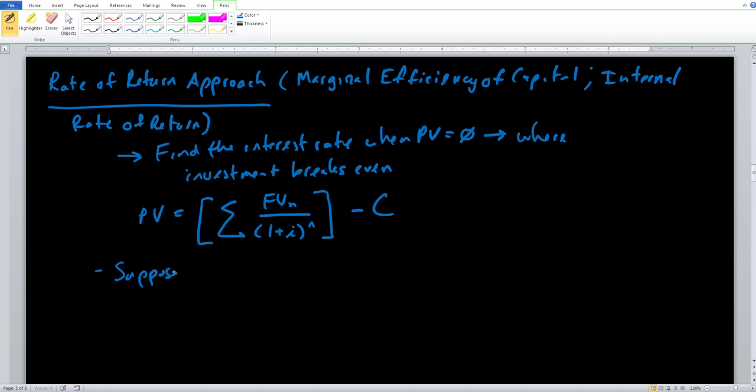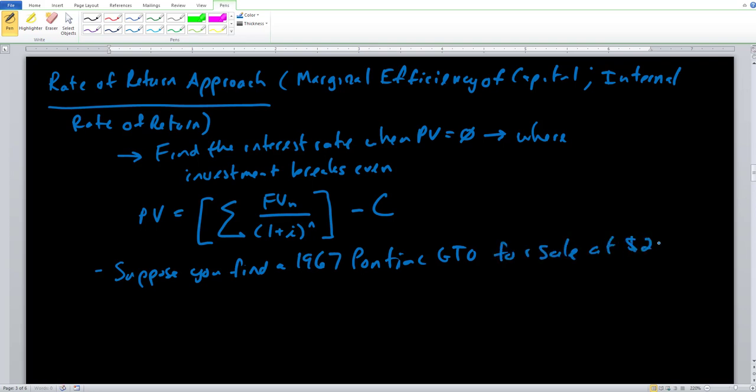So suppose you find a 1967 Pontiac GTO, so a good old-fashioned muscle car, for sale. It's going to be for sale at $20K, so $20,000. And you expect this $20,000 car to be worth $25,000 in 1 year.